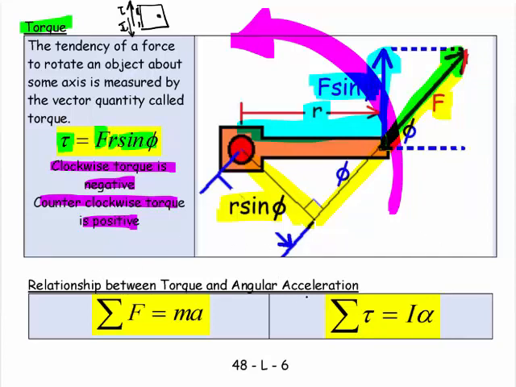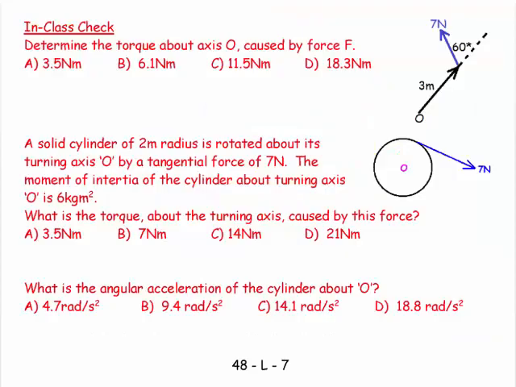For the relationship between torque and angular acceleration, we can say F equals ma. We can also say torque equals moment of inertia times alpha. Let's look at these questions.